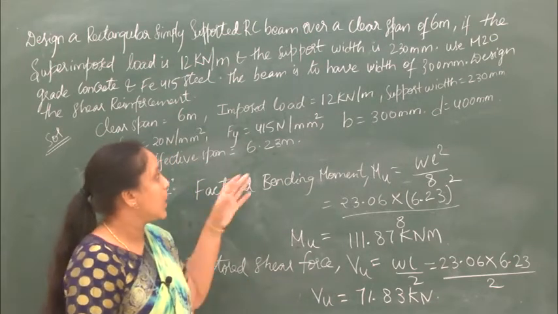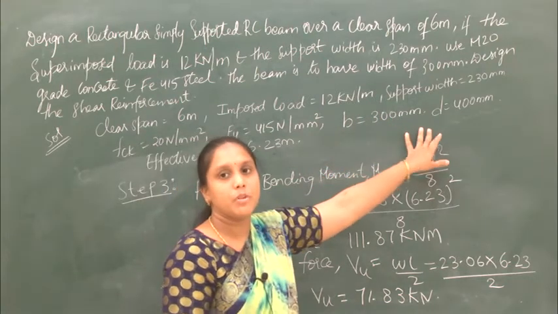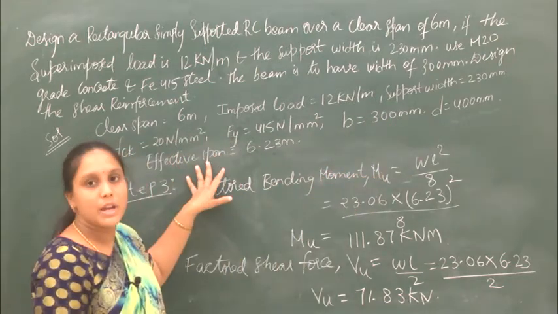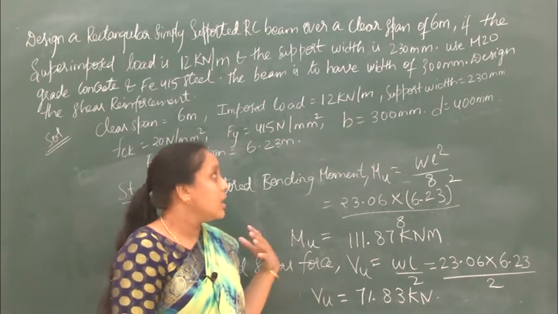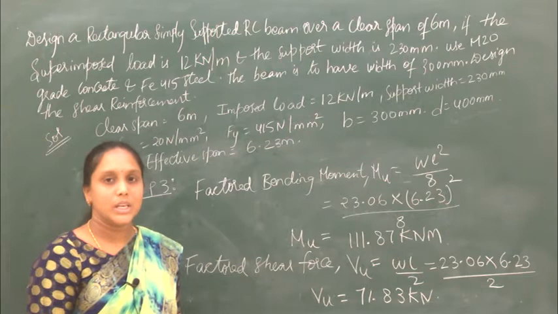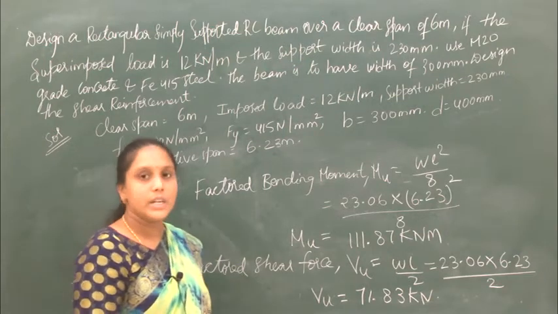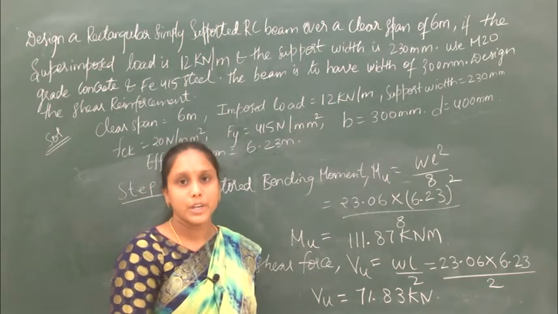Now we have found out the bending moment and the shear force. We know the breadth of the beam, the depth of the beam, the effective span, the bending moment, and the shear force. So what are the unknown things here? One thing is we have to calculate the area of steel, that is, the longitudinal reinforcement.